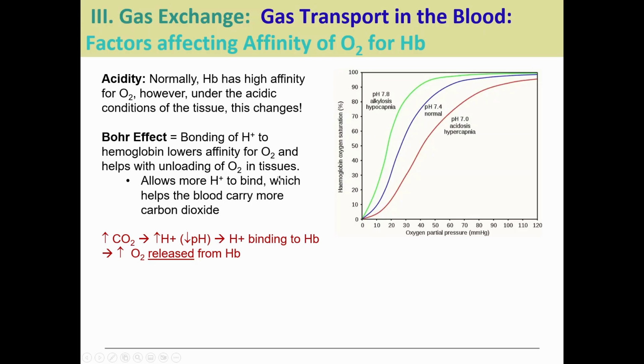So what we're seeing here, right, when we bind these hydrogen ions to hemoglobin, it's going to lower the affinity for oxygen. It's going to unload oxygen to tissues, and this is going to allow for more hydrogen ions to bind, which then means we carry more carbon dioxide in the blood than we were before.